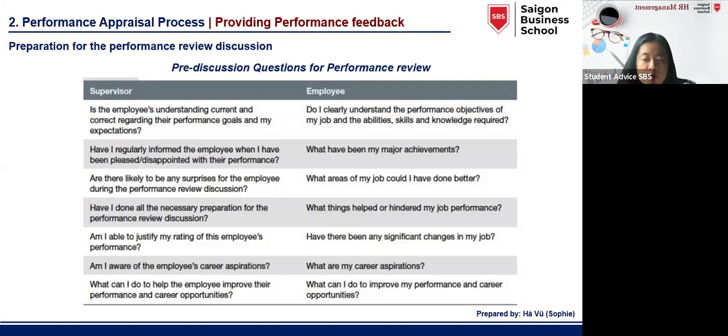This step is important to ensure that the performance discussion is on track and we have enough time to focus on important points. Additionally, the slide suggests a list of questions for both supervisor and employees to reflect on before the review, ensuring thorough preparation.